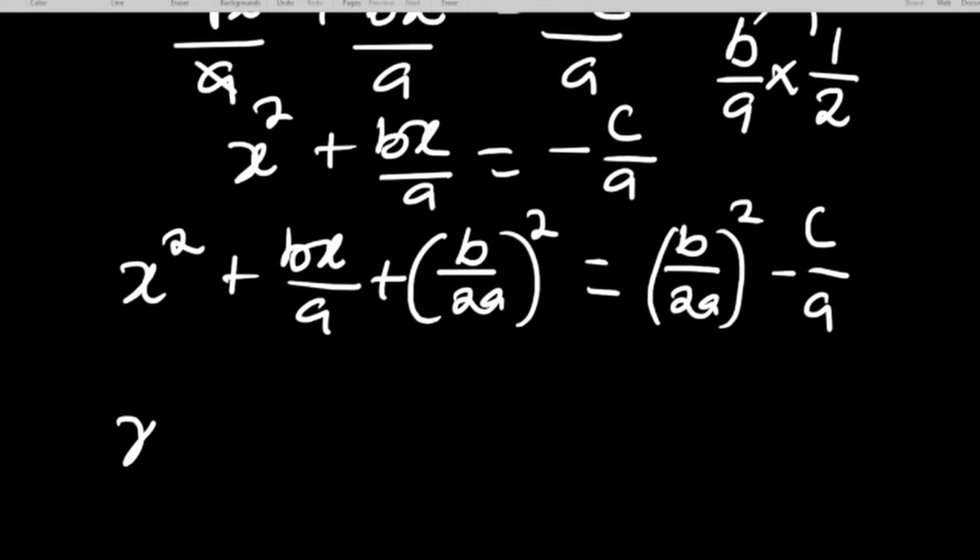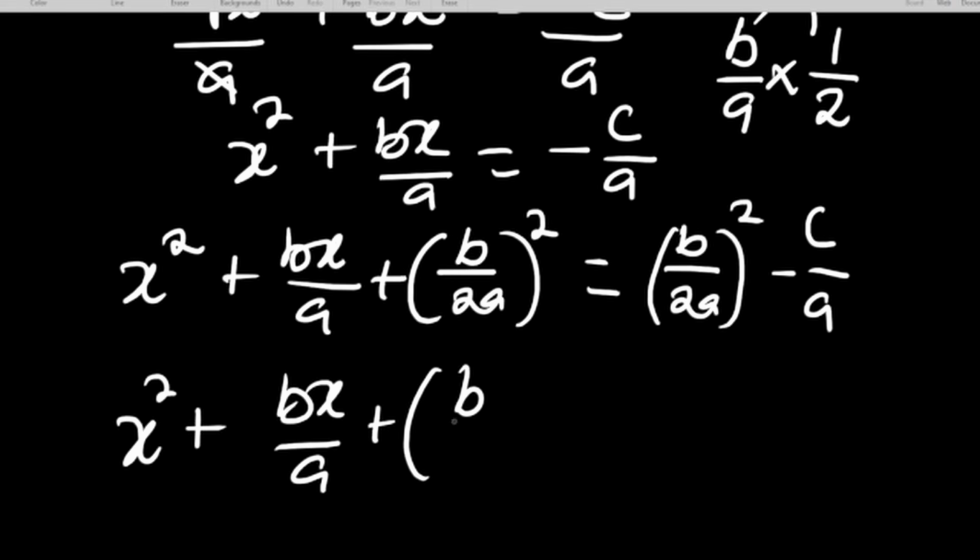Right here we have x squared plus bx over a, then we have plus b over 2a all squared. You can choose to expand this by distributing the square across everything inside the bracket, or you can choose not to. But I choose not to because it helps me simplify the expression easily when I want to introduce the square root property on both sides.